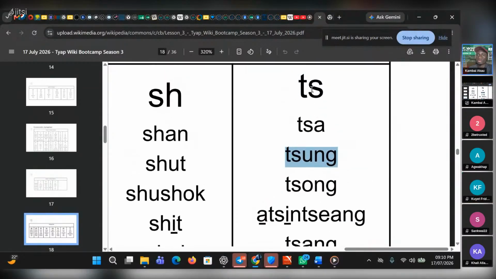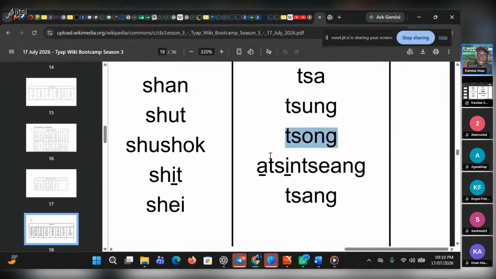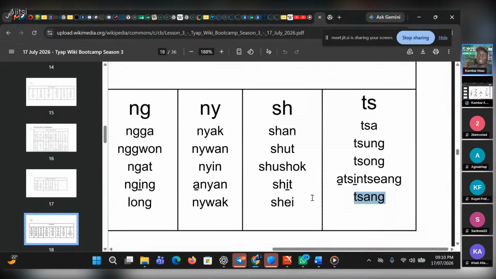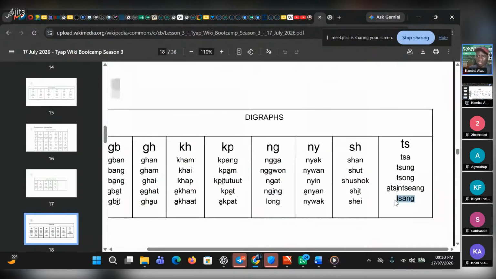So we have tung. Okay, so Ngwai. So we have the ta sound, we have ta, and then we have tung, and then we have tong, which is mushroom, and then we have tinteang, and then we have tan, that's crocodile. So these are the diagrams we have in the Tyap language.